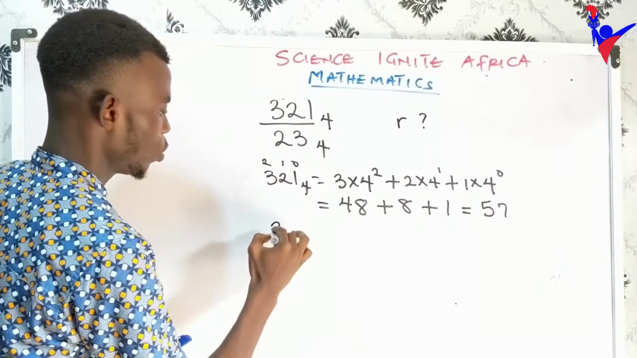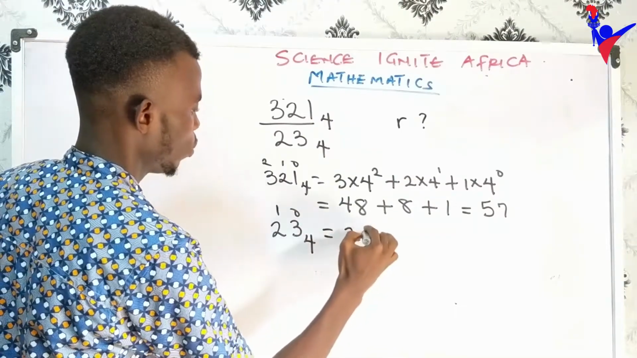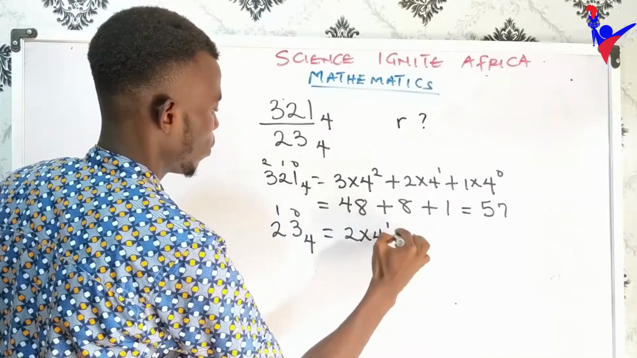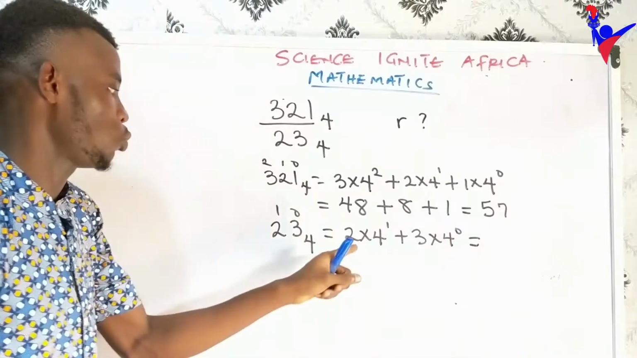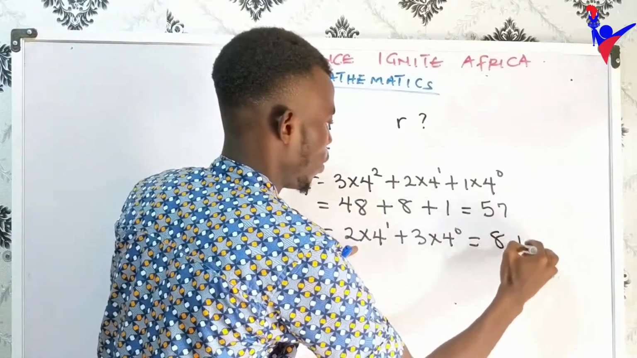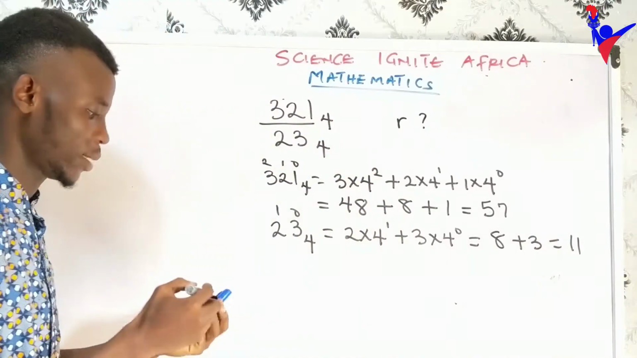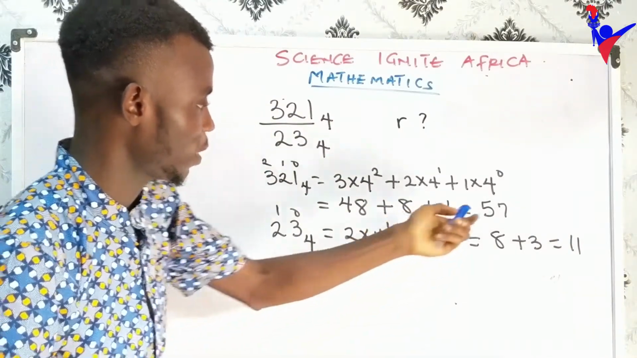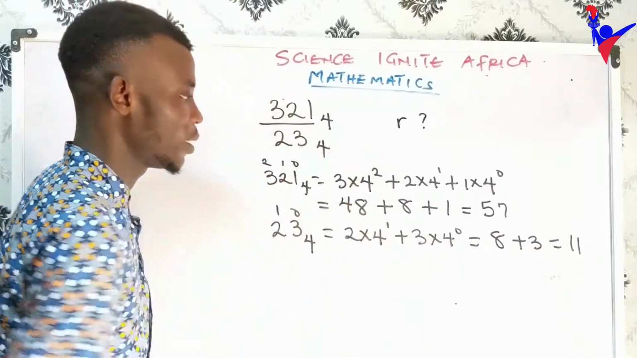Then let's go with this also, 23. That will be 2 times 4 plus 3 times 4 raised to power 0. This should be 8 plus 3, which gives us 11. Alright, so this is 57 and this is 11. Then let's divide this now.